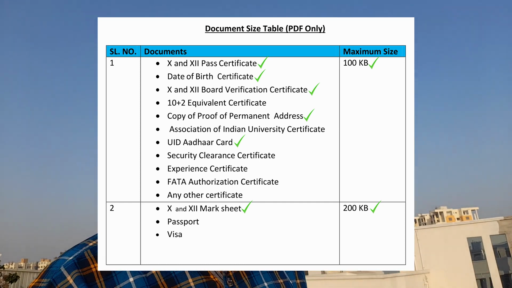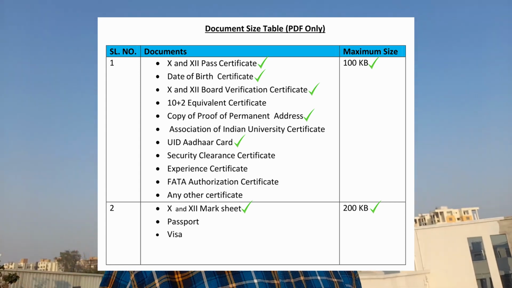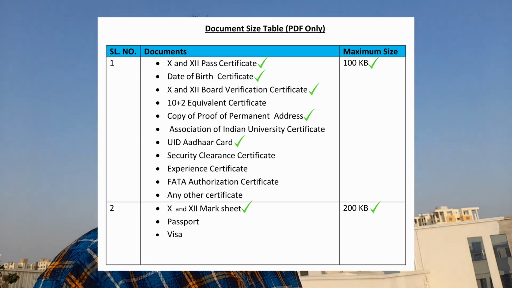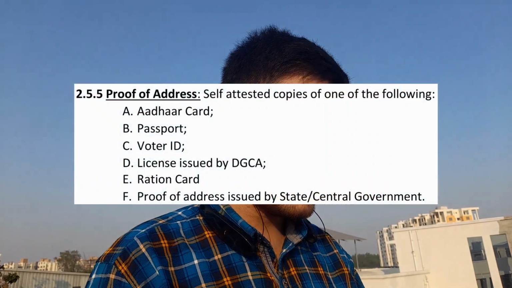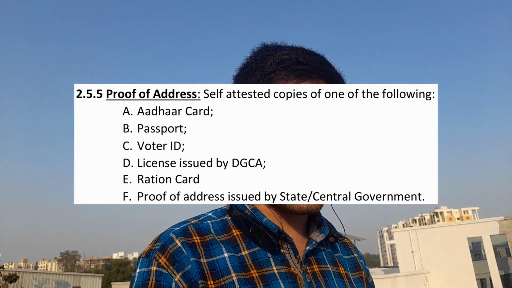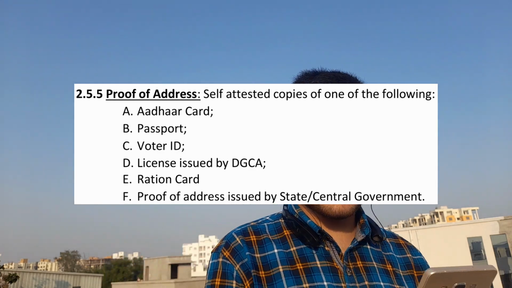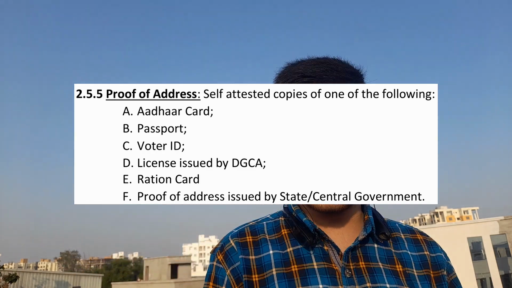Now this is an exception, the 10 plus 2 equivalent certificate. If you have done your 12th from an open school, then you need this certificate, otherwise you don't need it. Then a copy of proof of permanent address. For this, you can upload your Aadhaar card, your passport. If you have a voter ID card, you can upload that. License issued by DGCA, ration card, or proof of address issued by state or central government. You can upload any one of these, Aadhaar card and passport being the very common proofs.